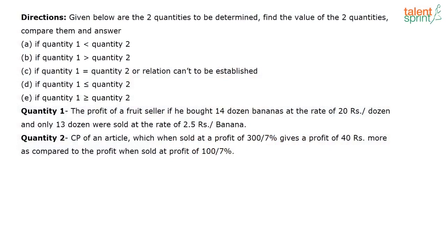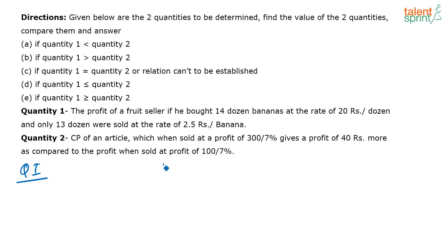Now let us look at the first question. Given below are two quantities to be determined. Find the values of the two quantities, compare them and give the answer. Now this question is on profit and loss. So how we solve it is, first let us take quantity 1, find out the value of quantity 1. Then let us take quantity 2, find out the value of quantity 2, compare our answers. That's how we do it.